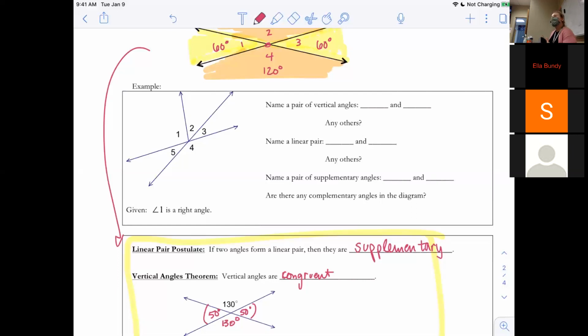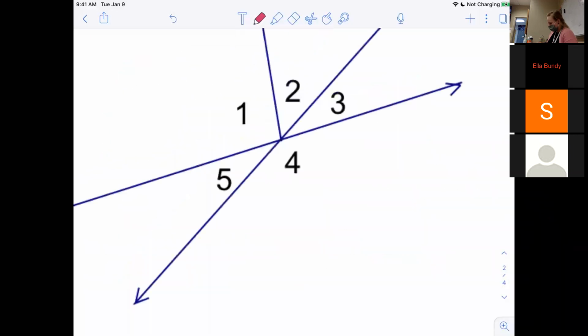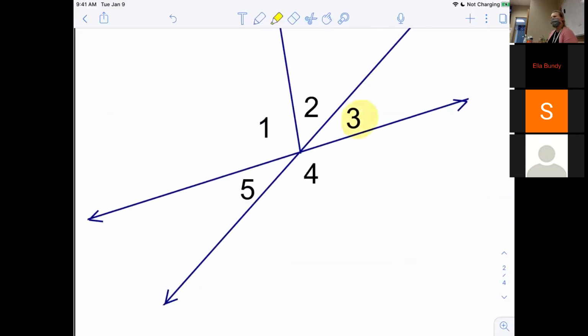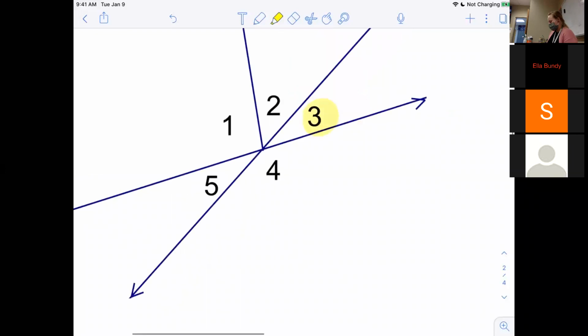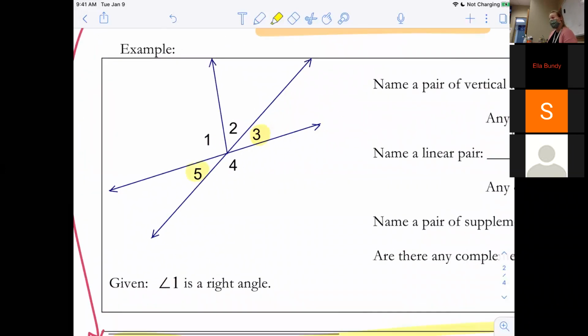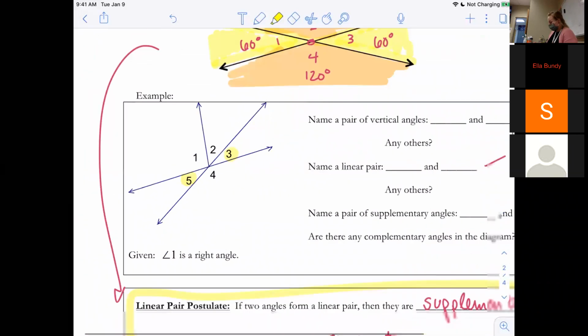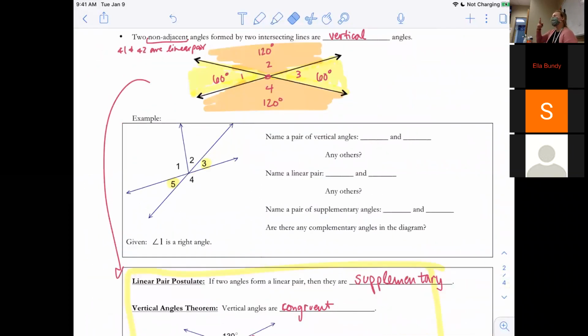What did you say? I heard 3. What else did I hear? 5. Good. That's it. Remember that vertical angles are just 2 vertical angles. Linear pair, just 2. I can't have 3 of any of those.